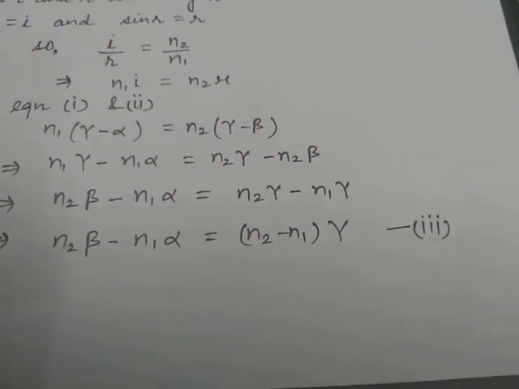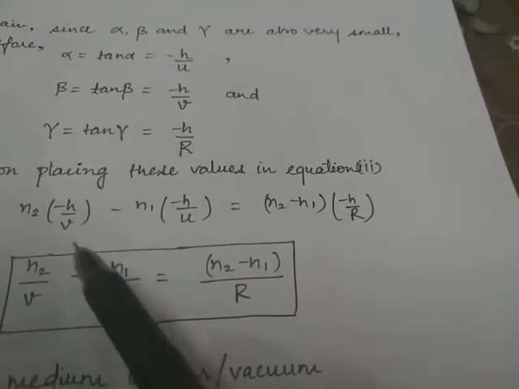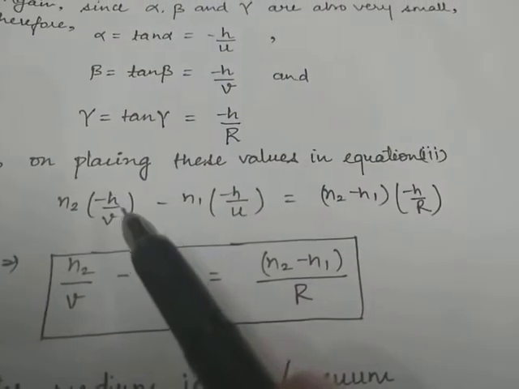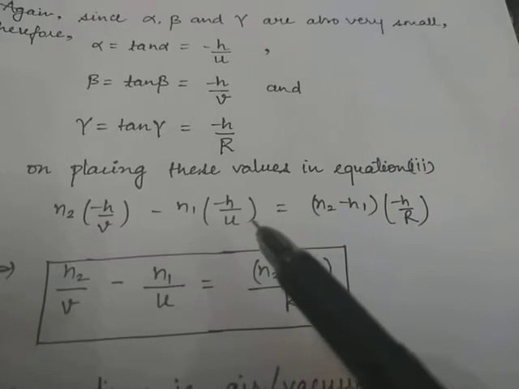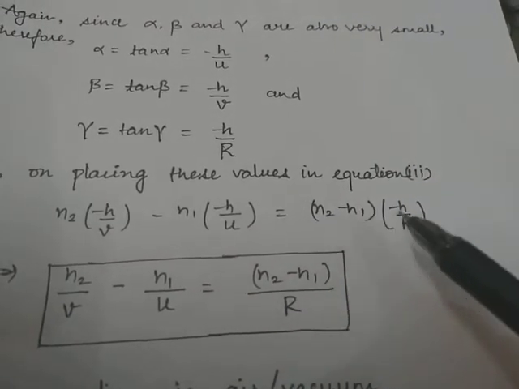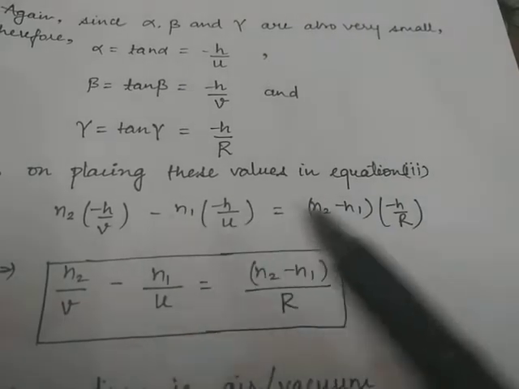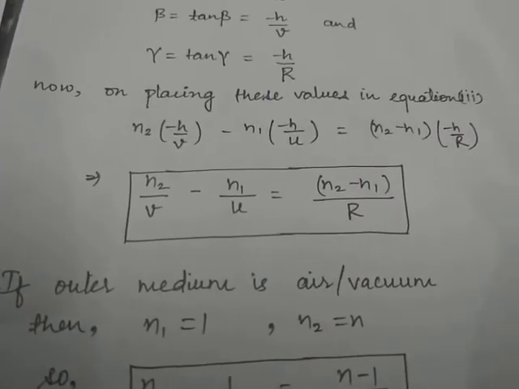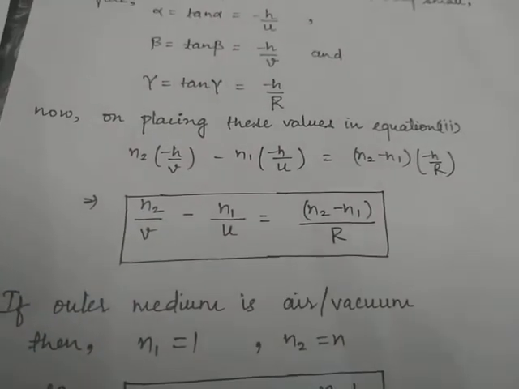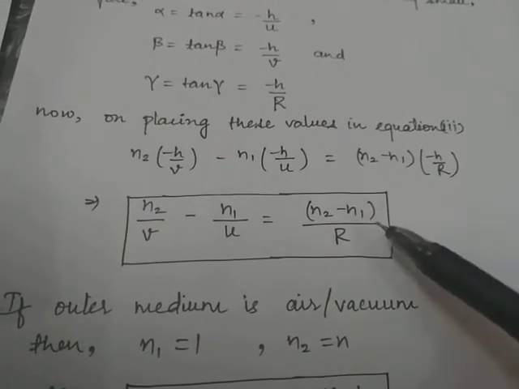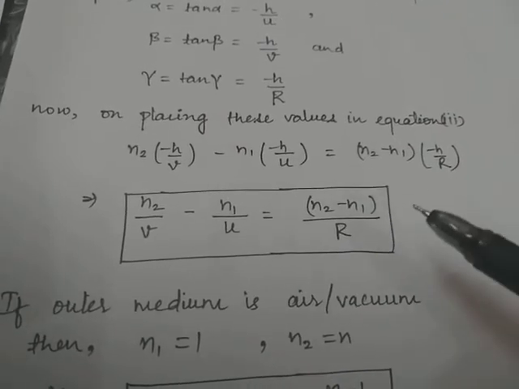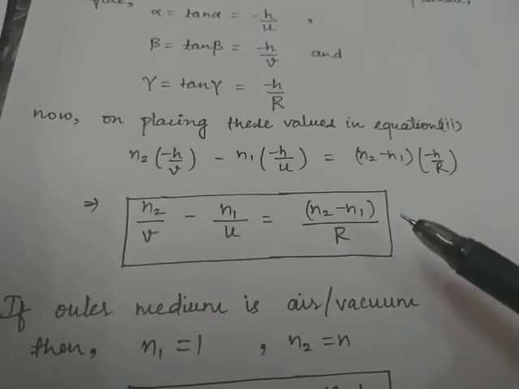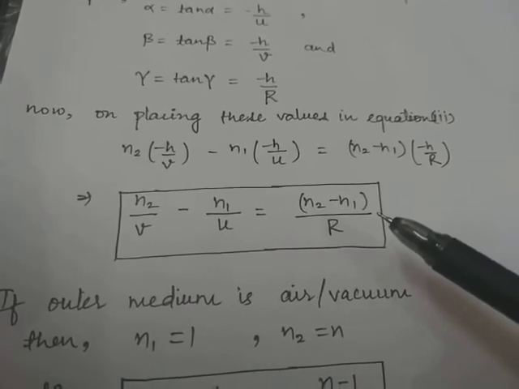Now on placing all these values of alpha, beta and gamma in this equation, n2 beta minus n1 alpha is equal to (n2 minus n1) gamma, it will become n2 times minus h upon v, minus n1 times minus h upon u, is equal to (n2 minus n1) times minus h upon r. Minus h will be cancelled out. So it will become n2 upon v minus n1 upon u is equal to (n2 minus n1) upon r. So that is the final expression for refraction of light at a concave spherical surface.